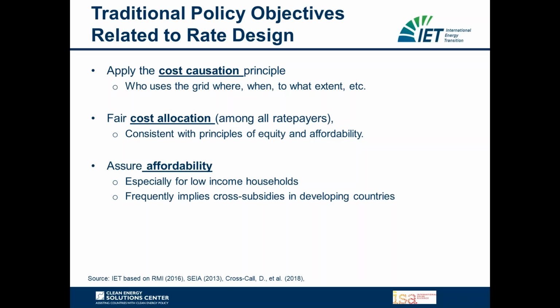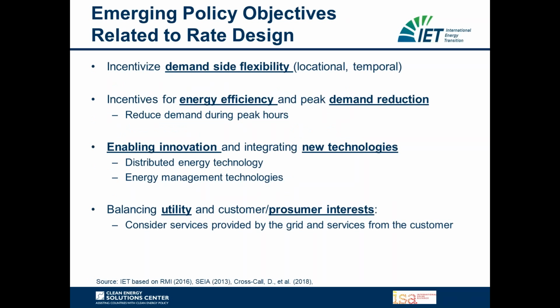What is also very important as a traditional policy objective is to assure affordability. So this is closely connected. So for low-income households or other specific groups of the society, there might be specific tariffs, and there's frequently also a cross-subsidy in developing countries, meaning that in many cases the commercial and the industrial sector are actually cross-subsidizing the residential sector, so that the normal population, the residential sector, will have to pay lower electricity prices. So these are the traditional objectives.